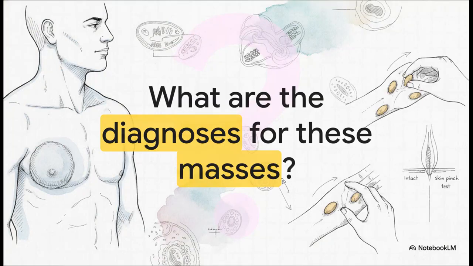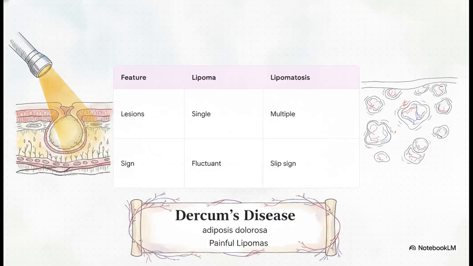All right, consider these two distinct presentations. Case 1 is a 20-year-old with an isolated, painless, pseudo-fluctuant mass right on the chest wall. Case 2, a 30-year-old presenting with multiple, widespread, mobile nodules that show that classic slip sign under your fingers, along with a totally intact skin pinch test. So what exactly are we looking at here? Notice the stark contrast between these two?